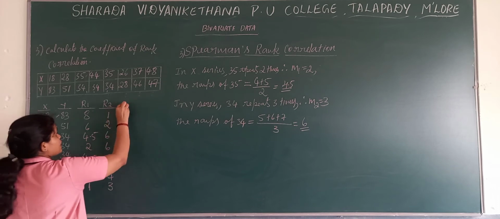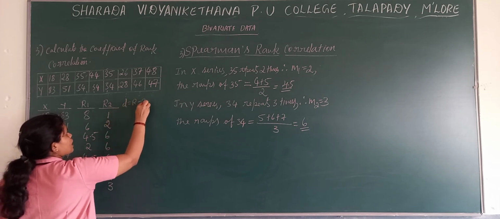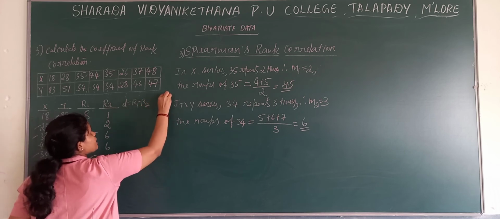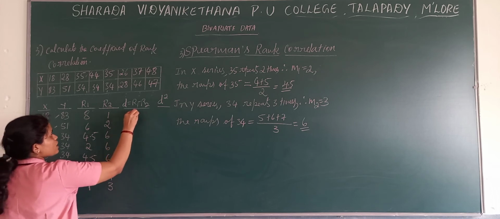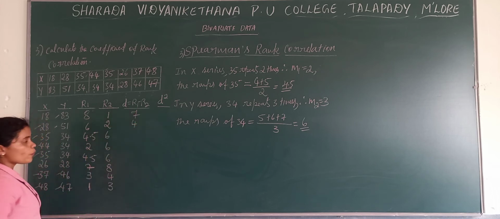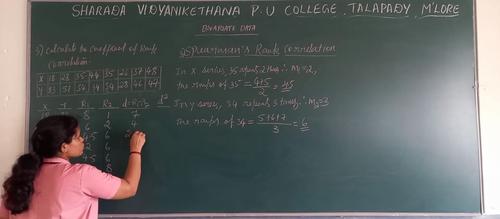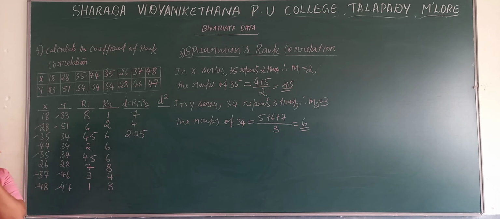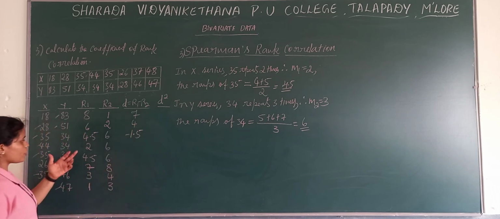Now next, find out the deviation, that is R1 minus R2. Next, d square, deviation and d square. Now 8 minus 1 is 7, 6 minus 2 is 4, 4.5 minus 6 here is minus 1.5, whose square is 2.25. 4 minus 6, 1.5 minus 1.5, that is a square.